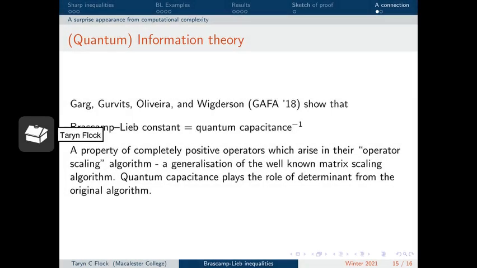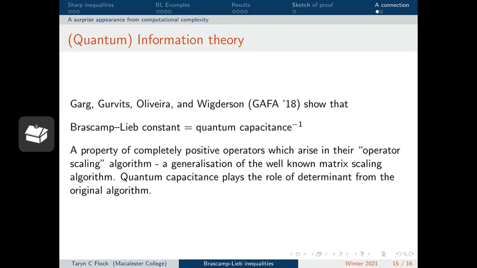The last thing I want to mention is a surprise appearance of the Brascamp-Lieb constant in computer science. You may have heard of the matrix scaling algorithm. This is a classical tool for improving the computational fitness of a matrix. It proceeds by successively improving the matrix until a predetermined fitness condition is reached, and this fitness is measured using the determinant.